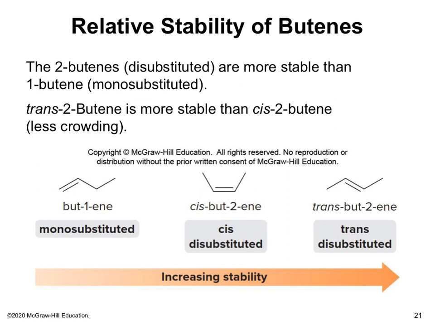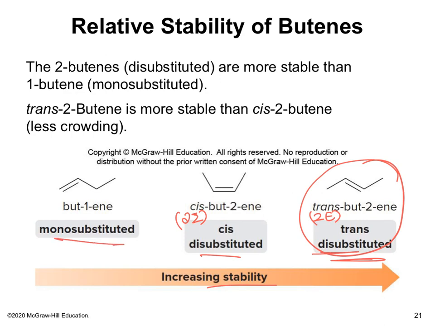Okay, so when you're looking at butenes here, this is a trans butene. A lot of times you'll see trans, or you might see it as 2E. This is a cis. You might see that as 2Z in the nomenclature. And then this is mono. So you see that the trans disubstituted alkene is more stable than the cis, and the cis disubstituted is more stable than a monosubstituted.